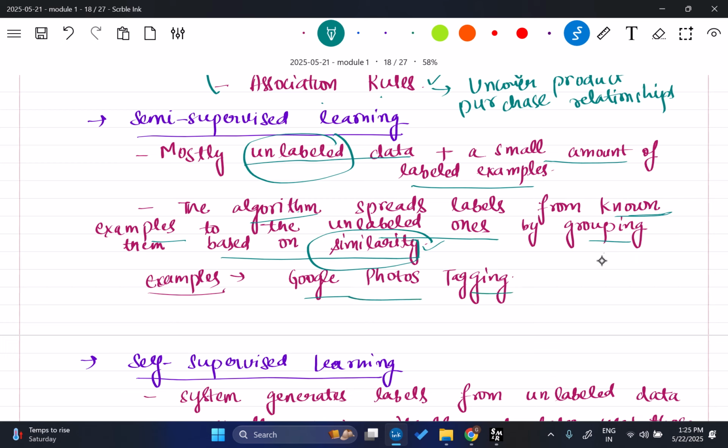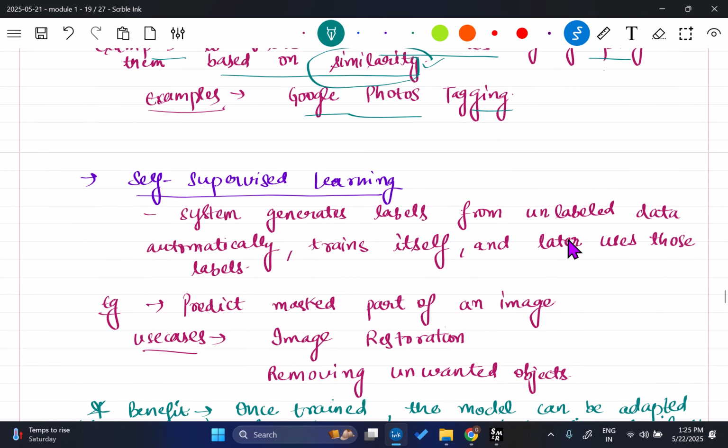Let's suppose you have given a tag for a person on one of the pictures, but you have not given that tag for all the pictures. But based on that information, the ML algorithm will apply the tagging for the rest of the images. So this is one of the simplest examples of semi-supervised learning.